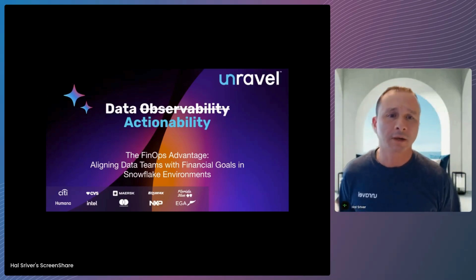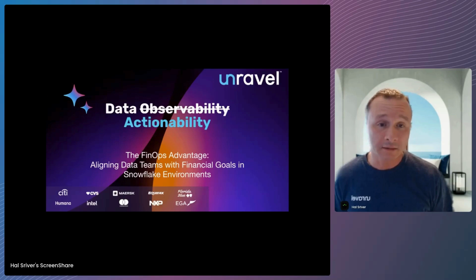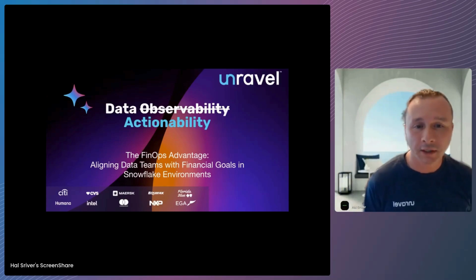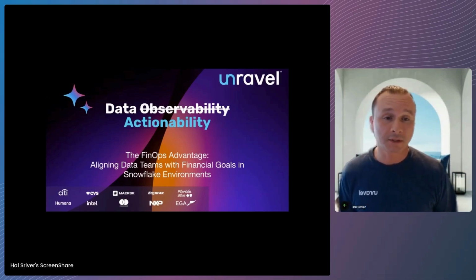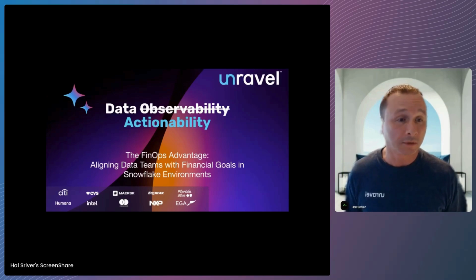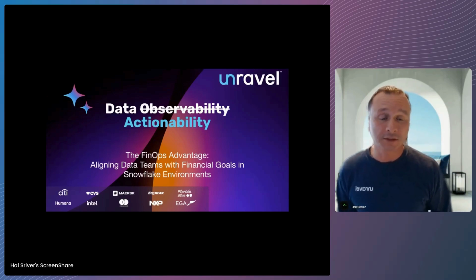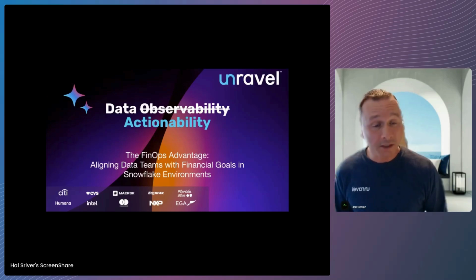For those that don't know, Unravel Data is a data ops and FinOps industry-leading observability platform. We're built for modern data stacks like Snowflake, as well as others, Databricks, BigQuery, EMR, Hadoop, just to name a few. Throughout my years as a pre-sales engineer in the data space, I've worked with some of the largest data customers and solving some of their most complex challenges. And they're using platforms like Snowflake.